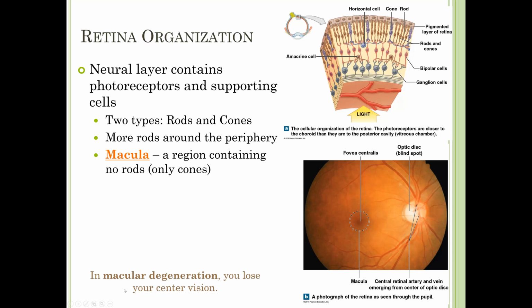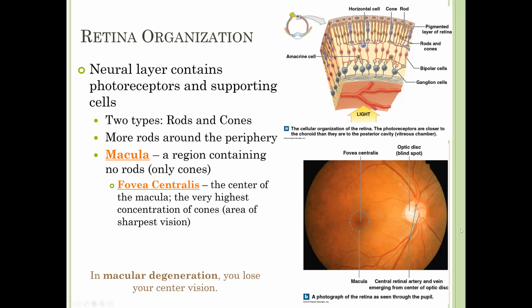In the condition called macular degeneration, you have problems with this area of the retina, and so you lose your center vision. You can still see things on your periphery, but you can no longer see things right in the very center area of your vision.